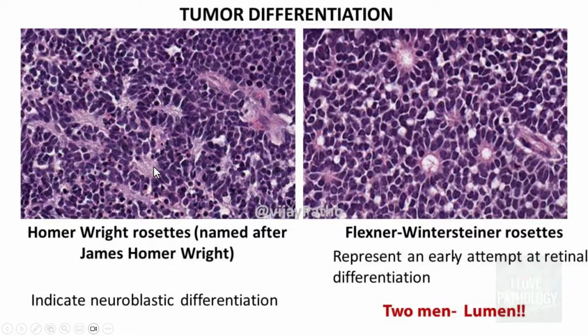This pink structure is a neuropil. So this indicates neuroblastic differentiation. But then the most common kind of rosettes which you see in retinoblastomas are the Flexner-Wintersteiner rosettes, and they actually represent an early attempt at retinal differentiation. As I told you, Flexner, Wintersteiner and lumen. So this is how you remember Flexner-Wintersteiner rosettes, which have a central lumen.